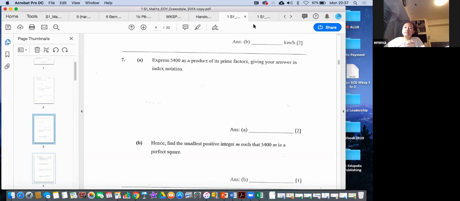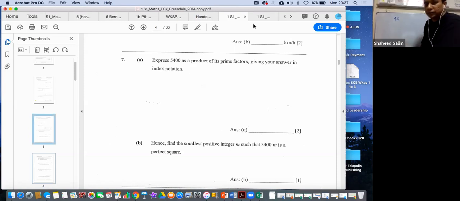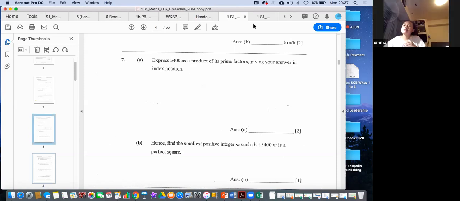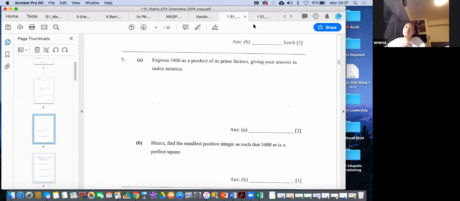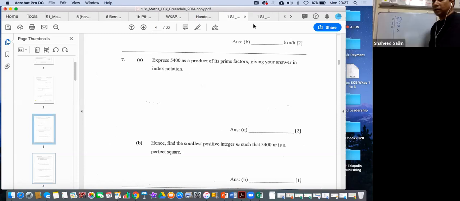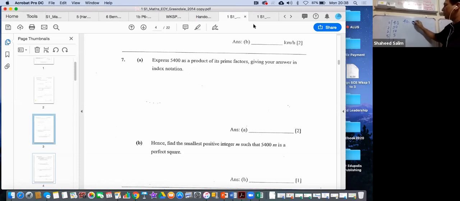40. Okay, can you find a square root of 40 first? No, okay. So now you tell me, divide by? 2, you get 20. Divide by? 2 again, you get 10. Divide by? 2, you get 5. Divide by? 5, you get 1. So now 40 in prime index notation is 2 to the power of 3 times 5.